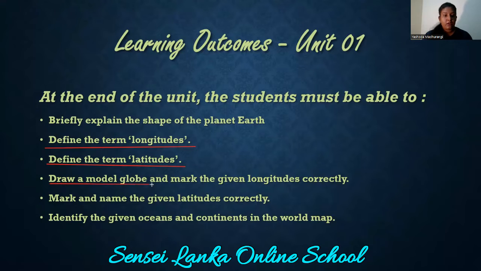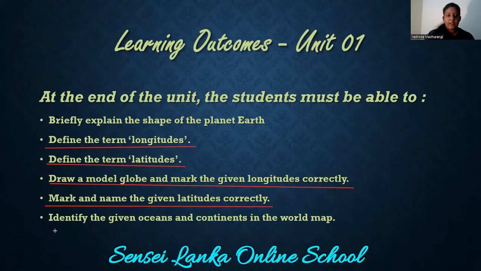Draw a model globe. In my earlier picture, did you see a model globe? And mark the given longitudes correctly. Next one. Mark and name the given latitudes correctly. Model globe එකක් ඇඳලා ඒ globe එකේ longitudes latitudes mark කරන්න ඒවයේ නම් ලියන්න ඉගෙන ගන්න වෙනවා.